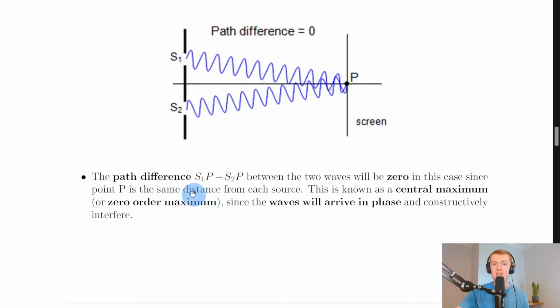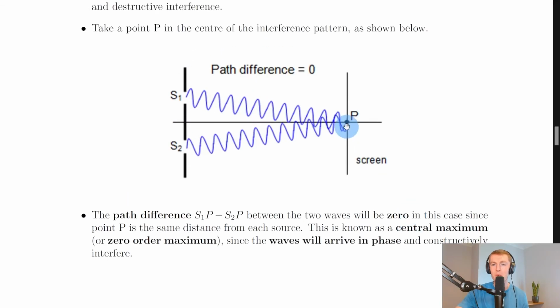And it says the path difference, which we can label as S1P minus S2P, that's just the distance from here to here minus the distance from here to here, and that path difference between the two waves in this case will be 0, since point P is the same distance from each source. This is known as a central maximum or zero order maximum, since the waves will arrive in phase and constructively interfere. And another way of describing waves being in phase, remember, is to say that we have a crest meeting a crest or a trough meeting a trough.